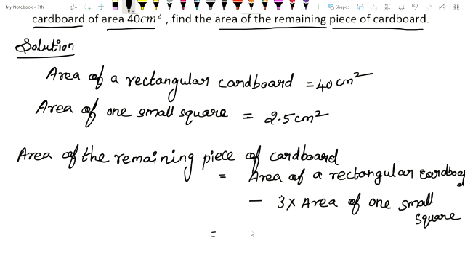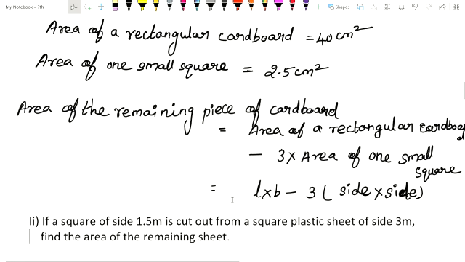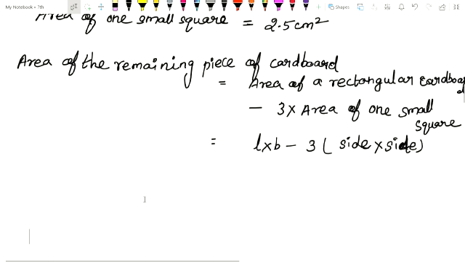Okay, area of a rectangle, what is the formula, children? Area of a rectangle equal to L into B. So L into B minus 3 into area of square, side into side square unit. Here area of a rectangular cardboard is given, 40 cm². No need to find out length and breadth, it is not given. Directly the area is given so that you can substitute here.